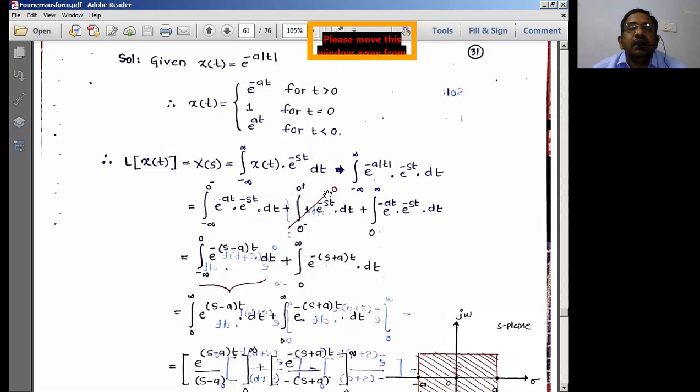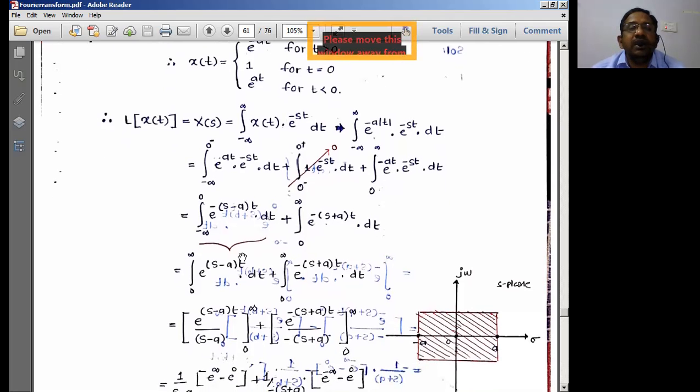Then when t is equal to 0, what is that? I'll be having 1. 1 means what? Upper limit, lower limit, it's going to be simply 1 minus 1. The same value I'm going to get. 1 minus 1 becomes 0. So this particular integration becomes equal to 0. Then next one is going to be 0 to infinity. When t is taking positive values, I'll be having e power minus at.